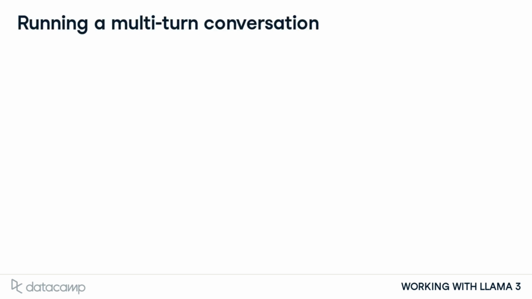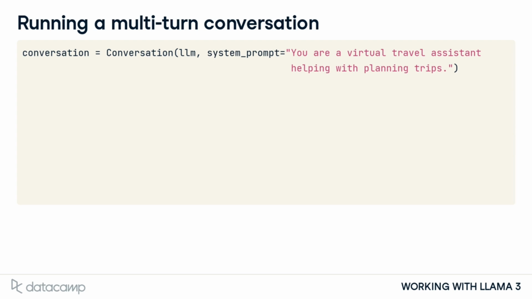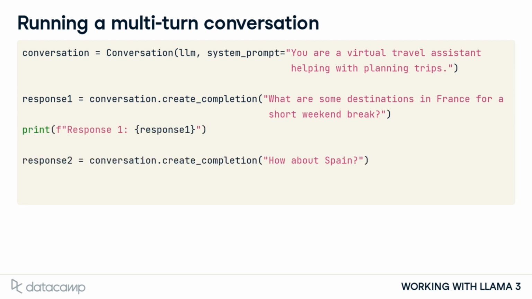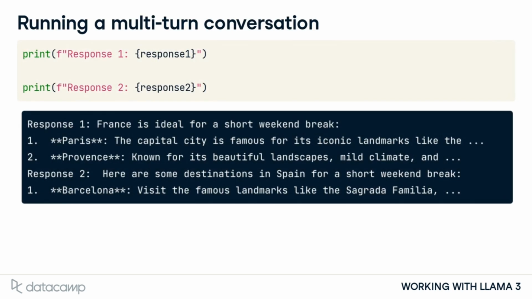Let's have a look at how to interact with our conversation class. First, we load our model and initialize the class with a system prompt, such as asking it to act as a virtual travel assistant helping with planning trips. We then pass a prompt to the create completion method, asking for some destinations in France for a short weekend break. Llama returns some options, and we follow up with another question about destinations in Spain. Because conversation history is tracked, Llama understands the reference to the weekend break and provides a relevant response.